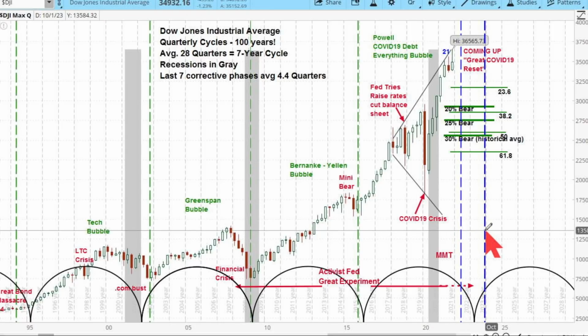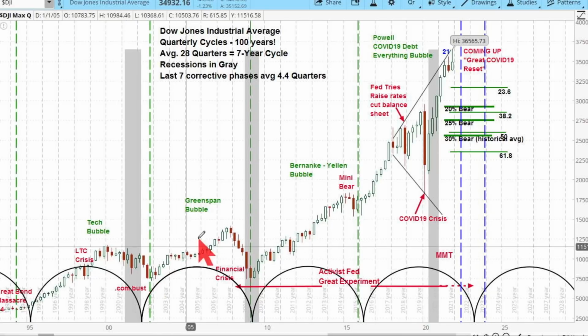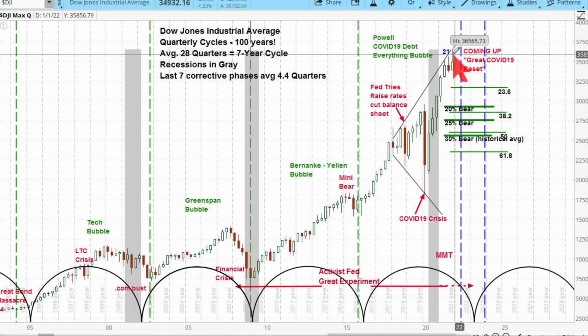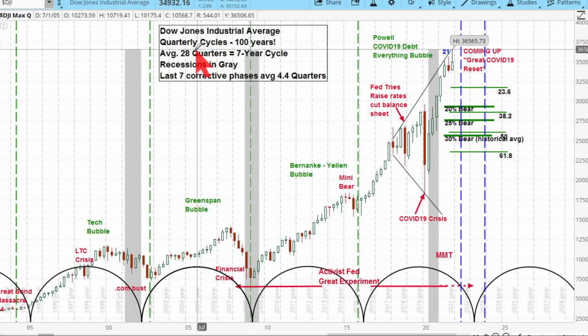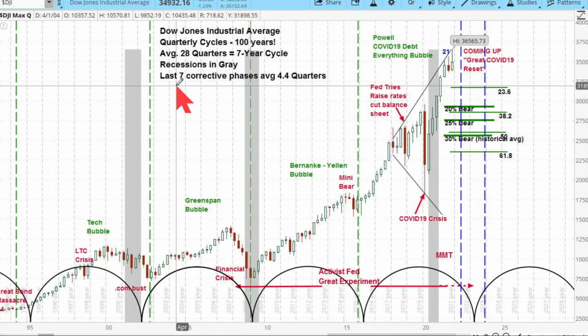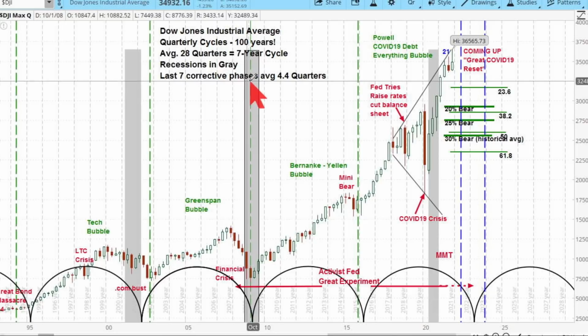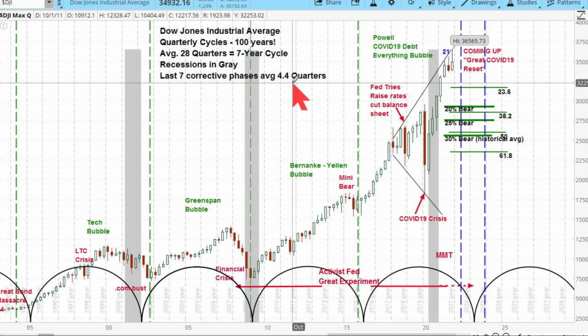What that says, just as happened right in here, and in here, and in here, is that this time frame in here should have the next corrective period in this 7-year average cycle. So it's 28 quarters on average, but the average bear market, the corrective phase, is 4.4 quarters, going back this whole time of the almost 100 years of time that we looked at. 4.4 quarters of decline after the bear market is made.